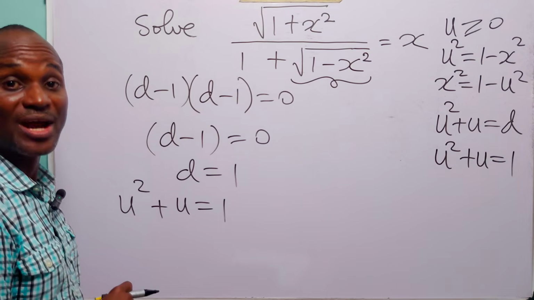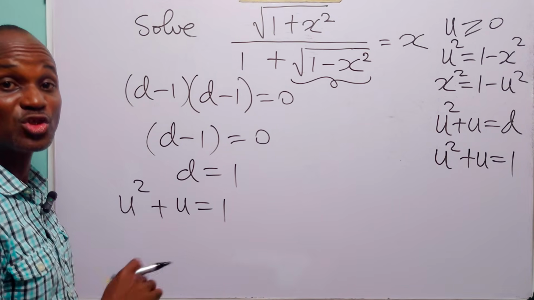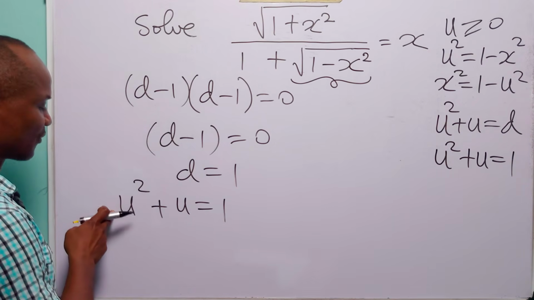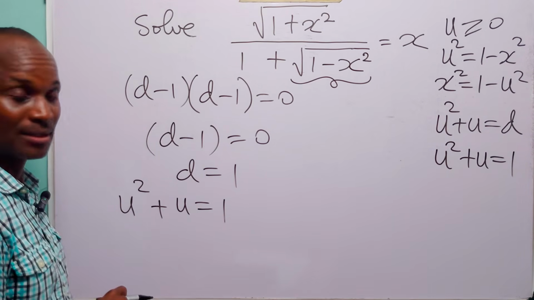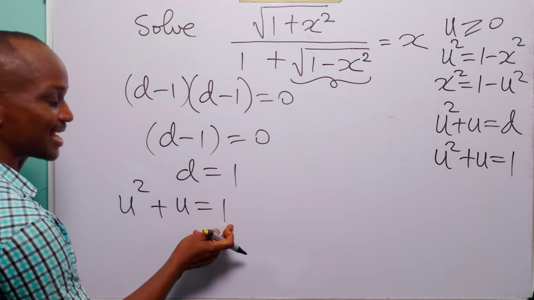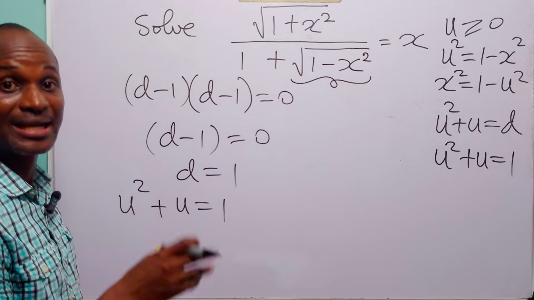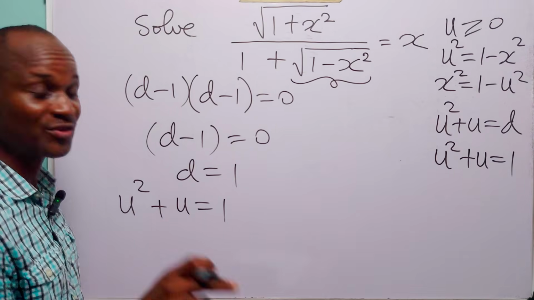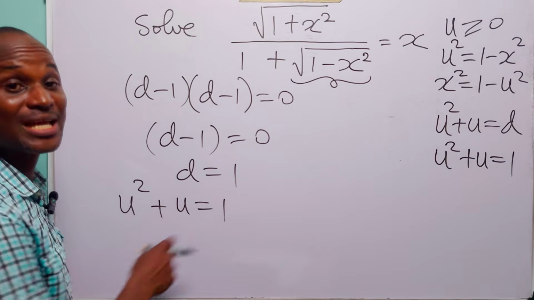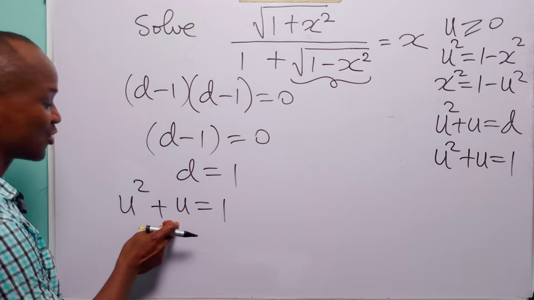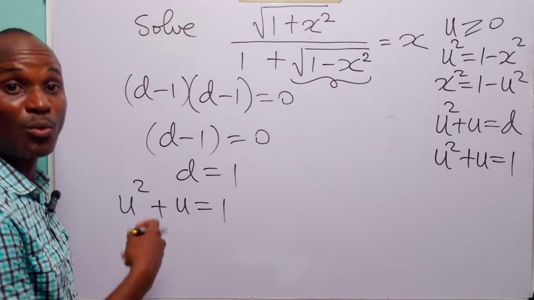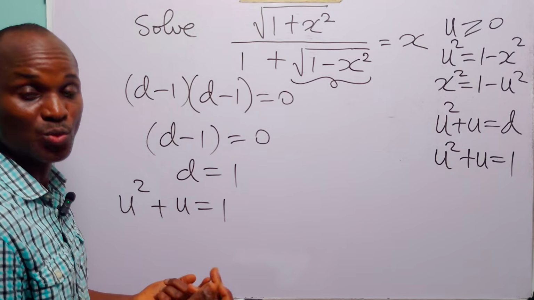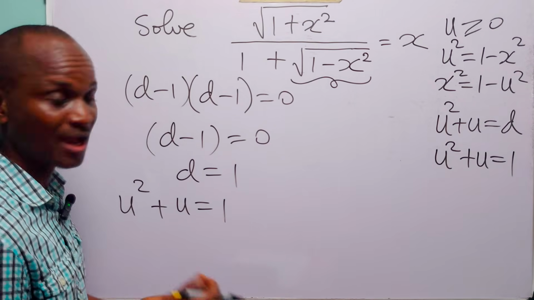Now, we cannot factorize this quadratic equation, so let us solve by completing the square method. Since the coefficient of u squared is already 1, and we have taken the constant term over to the right-hand side, the next thing we are going to do is add the square of half the coefficient of u to both sides of the equation. What is the coefficient of u? It is 1. What is half of it? Half. The square of that is 1 over 2 squared, which is equal to 1 over 4.